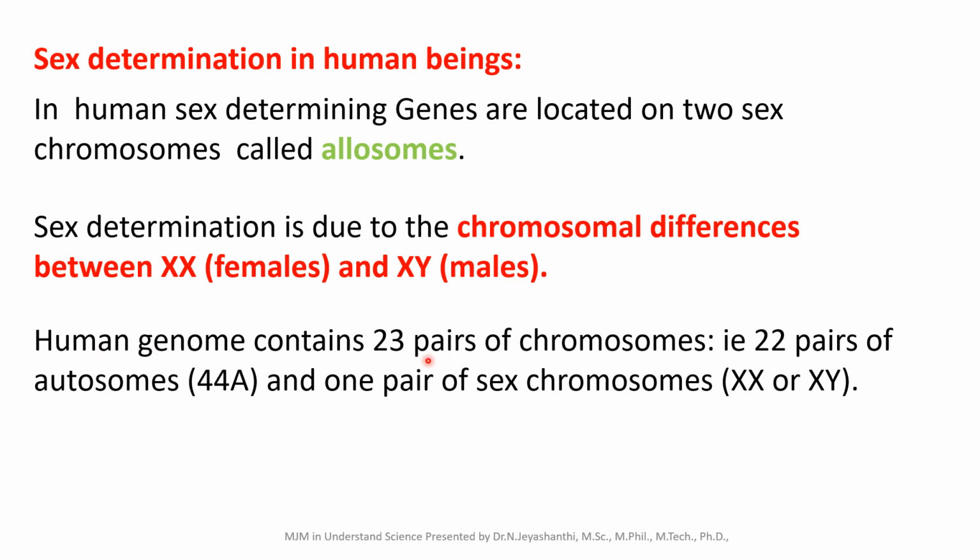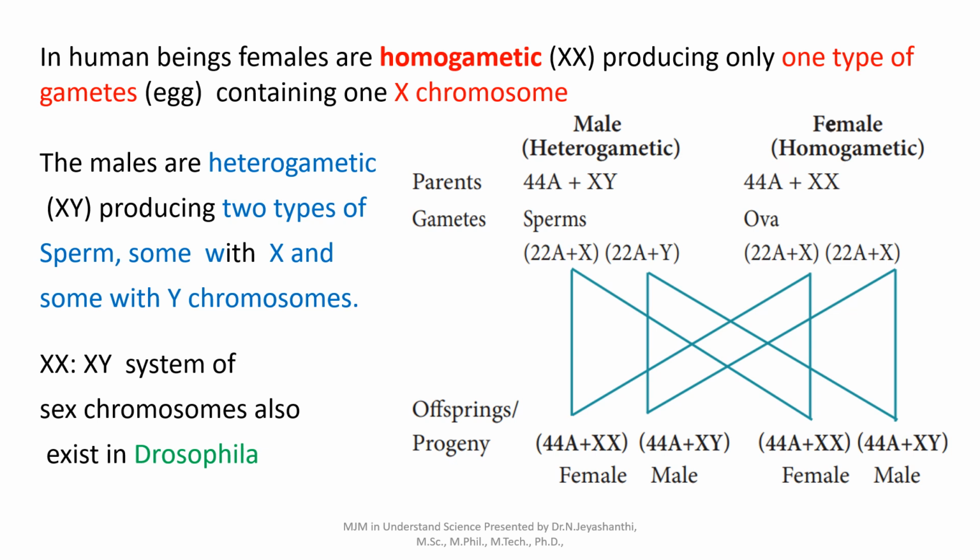Human genome contains 23 pairs of chromosomes. Among that, 22 pairs are autosomes. They are common to female and male. One pair of sex chromosome, here XX is present in female and XY is present in the male. In human beings, females are homogametic, producing one type of gamete, one type of egg containing X chromosome. But males are heterogametic, producing two types of sperm, one with X chromosome, another with Y chromosome.